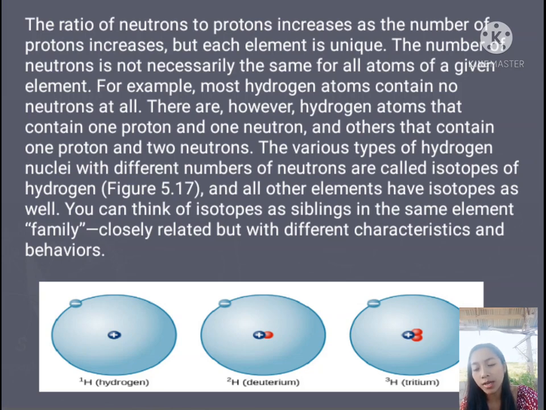So in the illustration, we have hydrogen-1, deuterium, and tritium. Those are their illustrations.